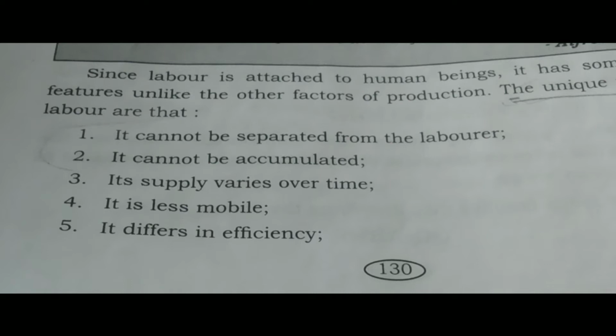The unique features of labor are: first, it cannot be separated from the laborer. Second, it cannot be accumulated. Third, its supply varies over time. Fourth, it is less mobile. At last, it differs in efficiency. These are the important five features of labor.